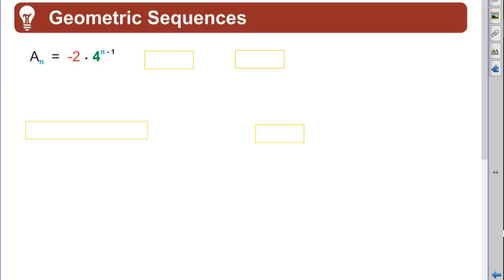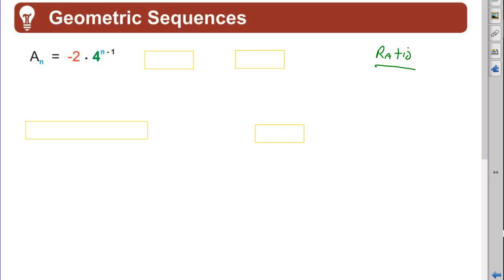All right, this is a quick review on geometric sequences. You have to keep the two straight. We had arithmetic sequences and now geometric. An arithmetic sequence had a common difference. A geometric sequence has a common what? And I hope you're thinking a common ratio.